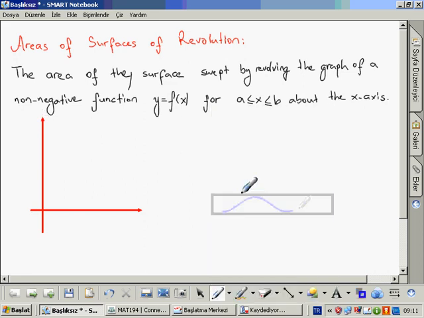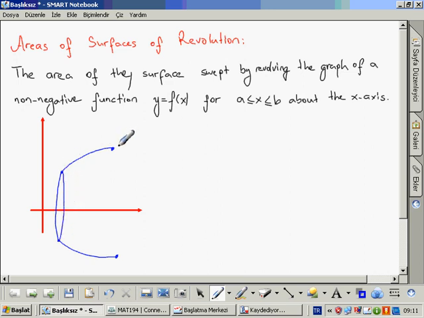And we have f of x function, which starts from A and goes to point B, and when you revolve it on the x-axis, you will obtain a three-dimensional shape like this, and this point is A, and also this point is B.